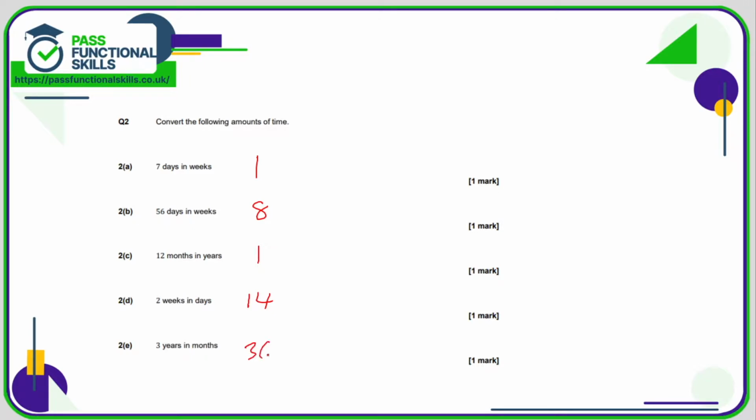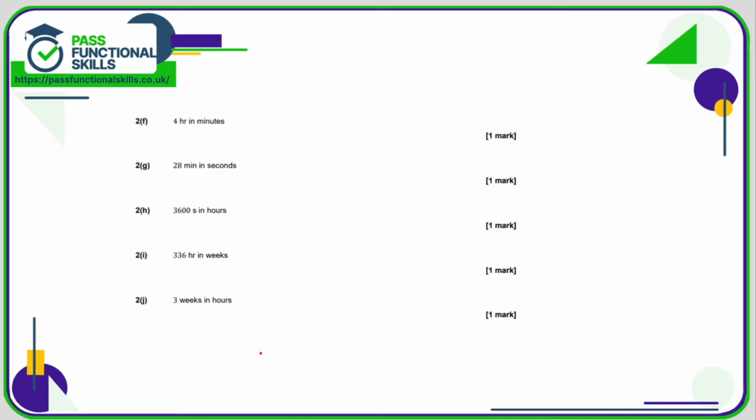4 hours in minutes, well, we know that 1 hour is 60 minutes, so therefore 4 hours is going to be 4 times as many minutes, so that's going to be 4 multiplied by 60, and that is 240 minutes. 28 minutes in seconds, well, that's 28 lots of 60, and yes, I think it's more than acceptable to use a calculator here, so that's 1,680 seconds.